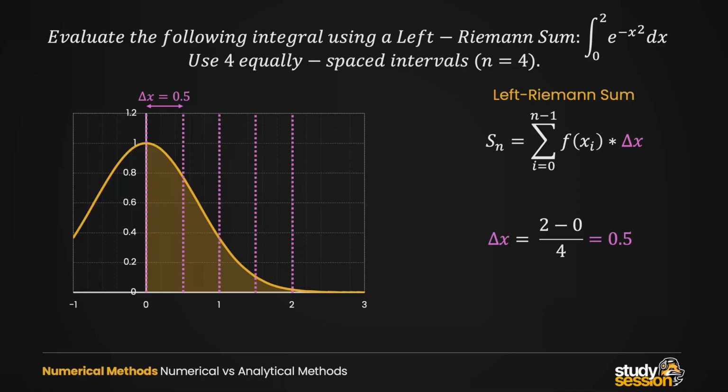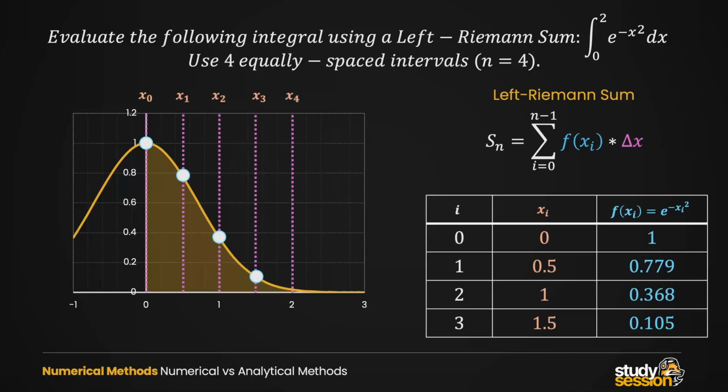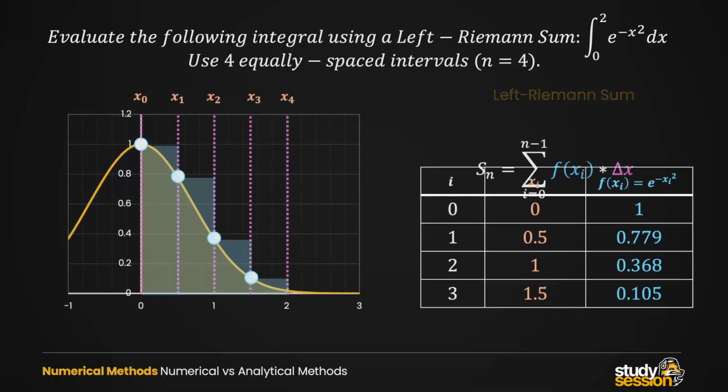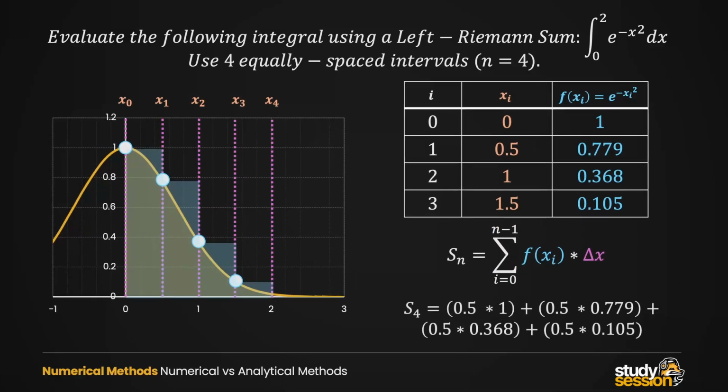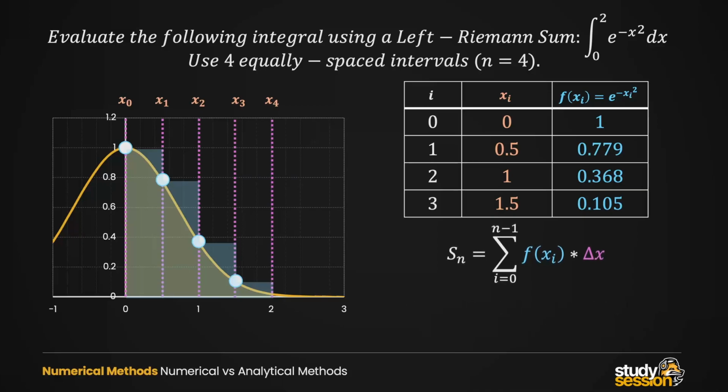Now, we need the heights. For our left Riemann sum, we need to evaluate the function on the left side of each interval to determine the height. I've completed that in this table presented here. Now, we just need to sum them up. So our area is going to approximately equal the sum of our rectangles, so width times heights. Completing this, we get 1.126.